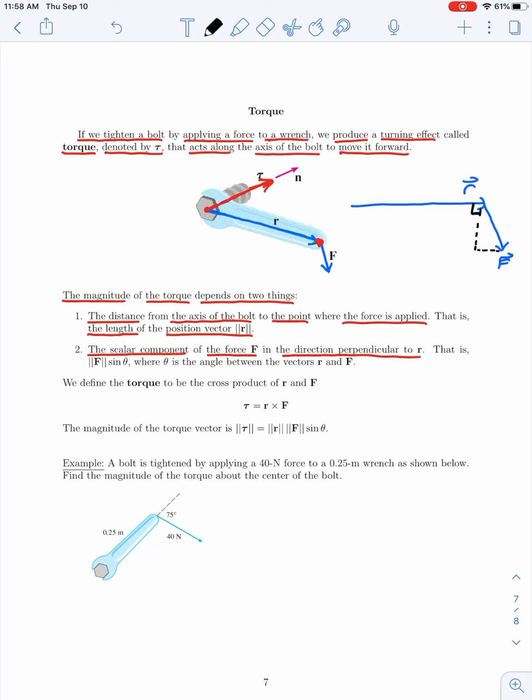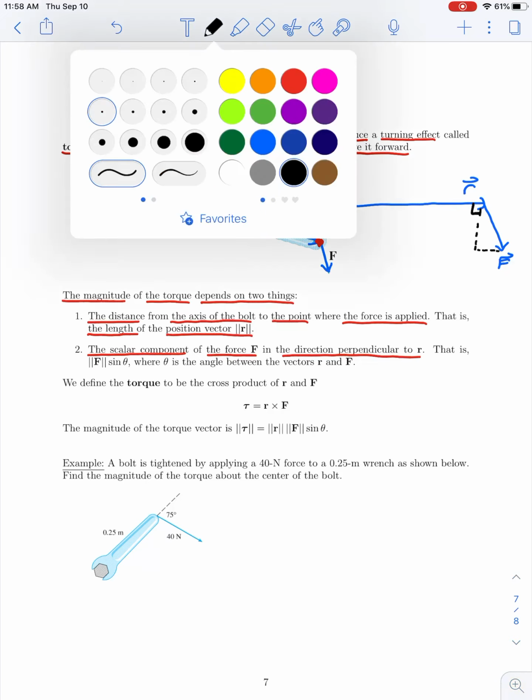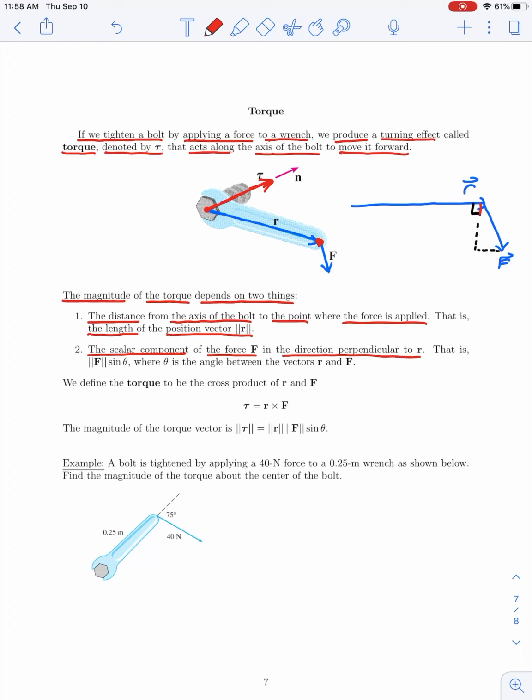We know there's only a turning effect if we're applying a force with some component that's perpendicular to our wrench. So what we're interested in is the magnitude of this vector shown here, which would be the scalar projection of F onto this vector illustrated in red. So let's see if we can find this.